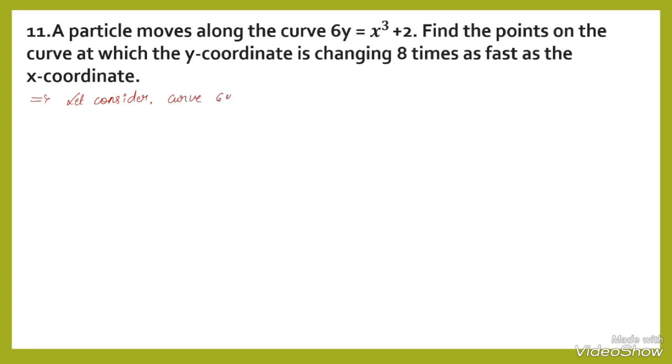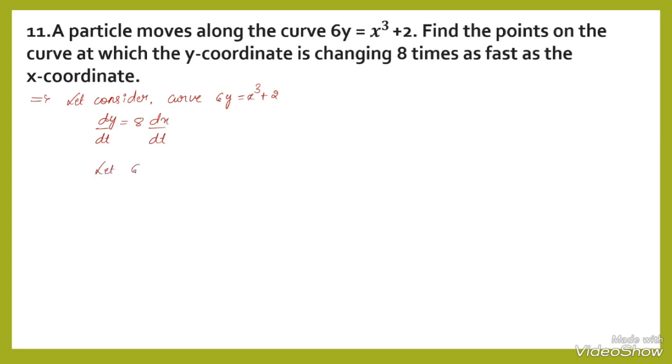6y is equal to x cube plus 2. We have to find the y coordinate. Here the curve's y coordinate is changing 8 times as fast as the x coordinate. That is, dy by dt is equal to 8 times dx by dt. Now I have to find the change of the curve.